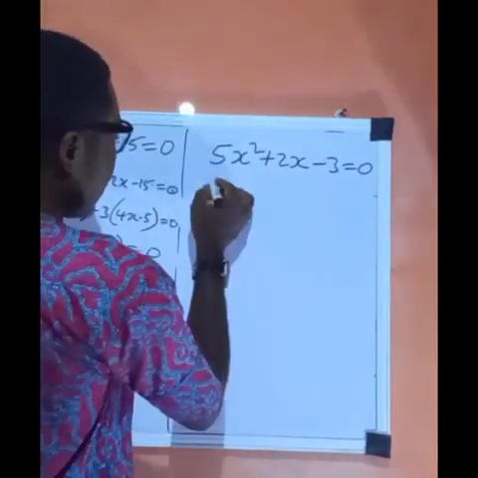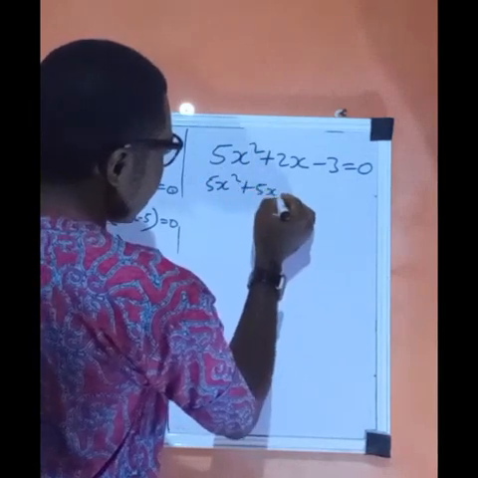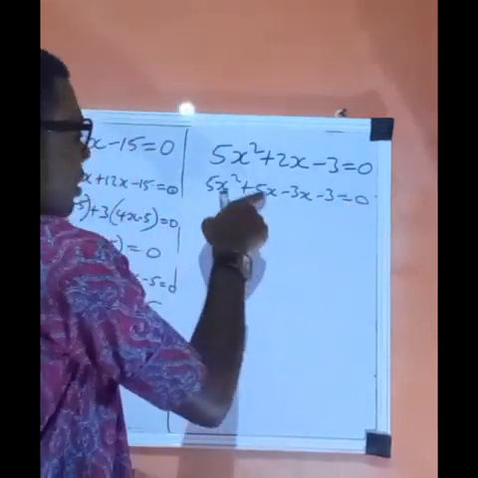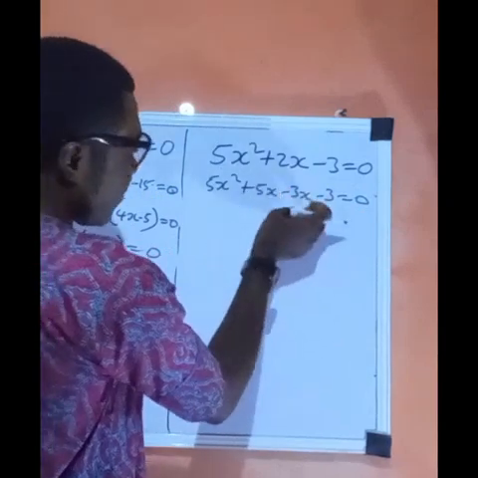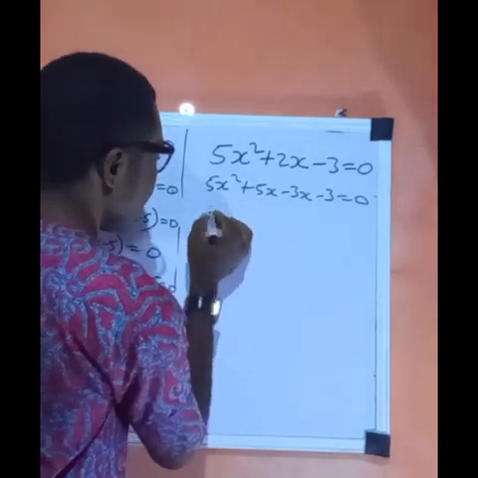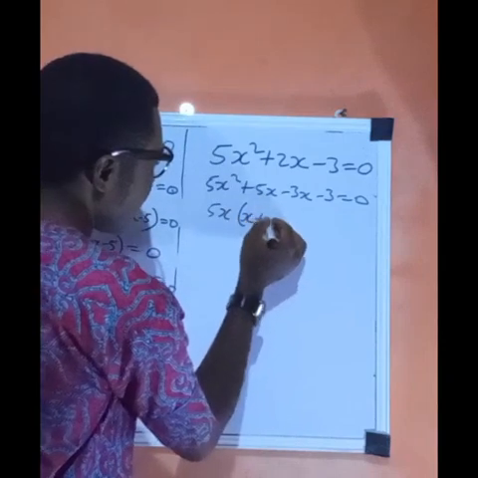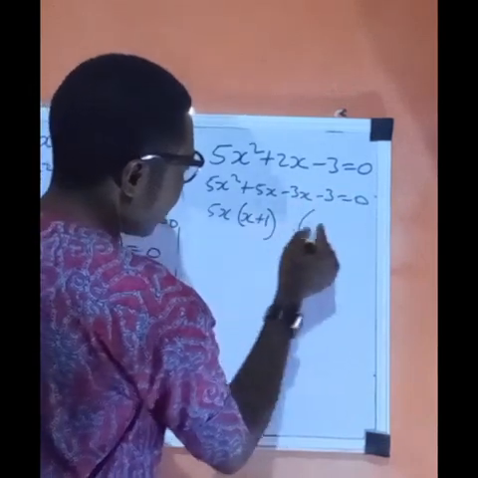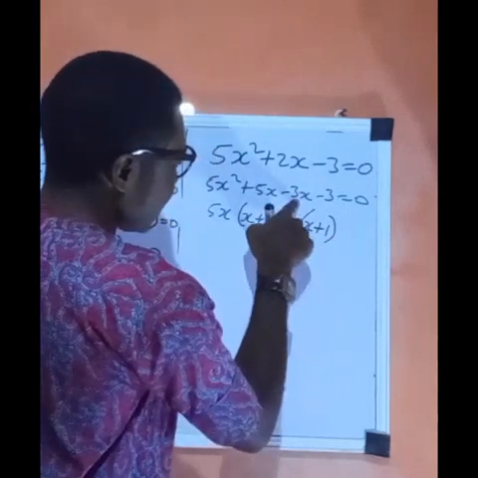So you have 5x squared plus 5x minus 3x minus 3 equals 0. The two numbers we got are minus 3 and 5. You can put it anyhow. Minus 3 can come first, or 5 come first. It does not matter. So what is common here is 5x. You remove 5x from here, you have x. 5x from here, you have 1. I said you don't need to know the common factor here. Just write the same thing you have in the first bracket, x plus 1, and use this to divide this.